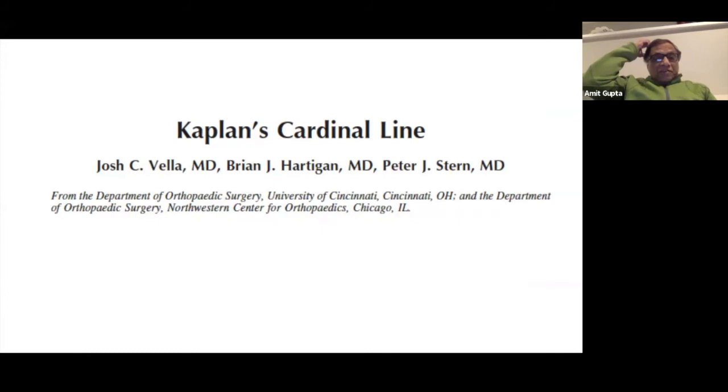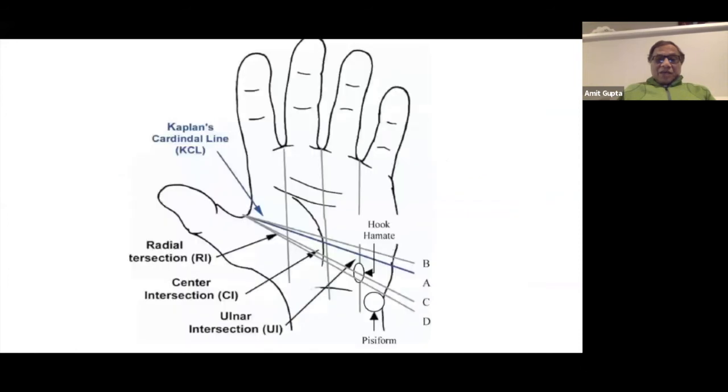So Kaplan's cardinal line, there's a beautiful article from Dr. Stern and his team, who did an anatomical study on this in Cincinnati, and I'll just describe that. So what is this Kaplan's cardinal line? There are 4 or 5 descriptions of it. A is the original Kaplan's description in 1953, and B is what Kaplan described later on in another paper. C is Dr. Hurst's description, and D is Brown and Gelberman's description. And I'll go through this.